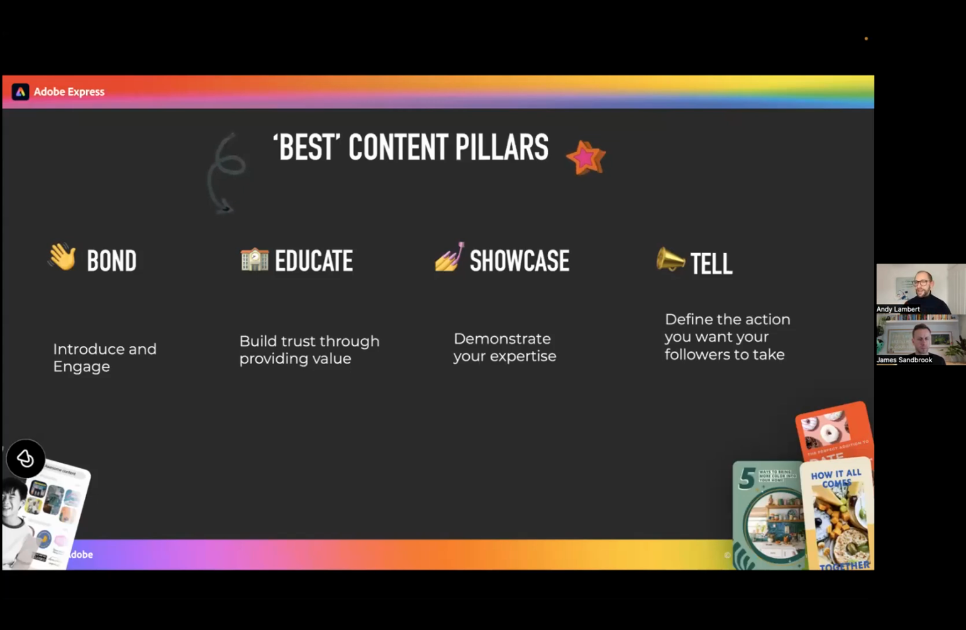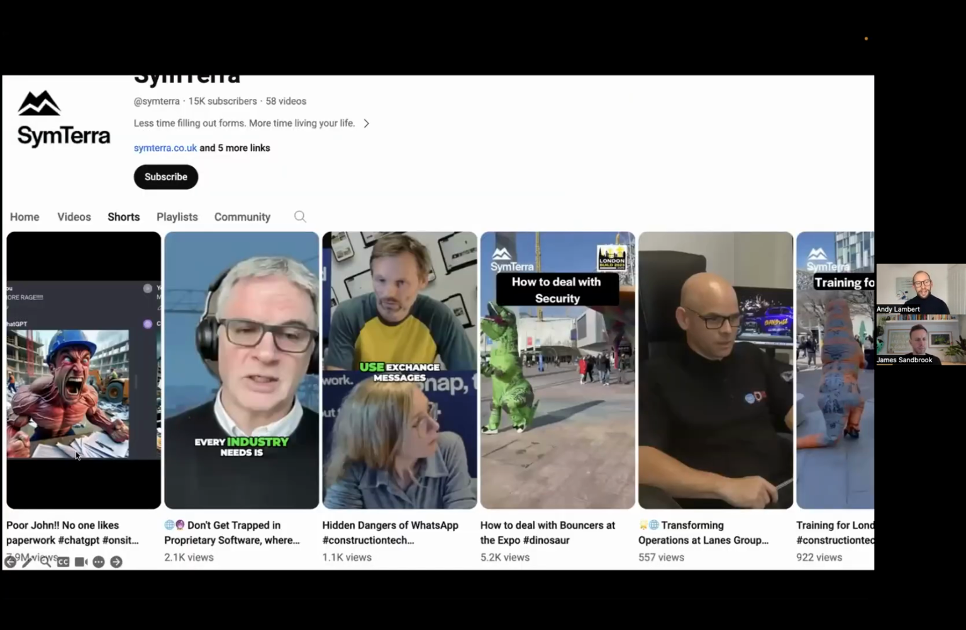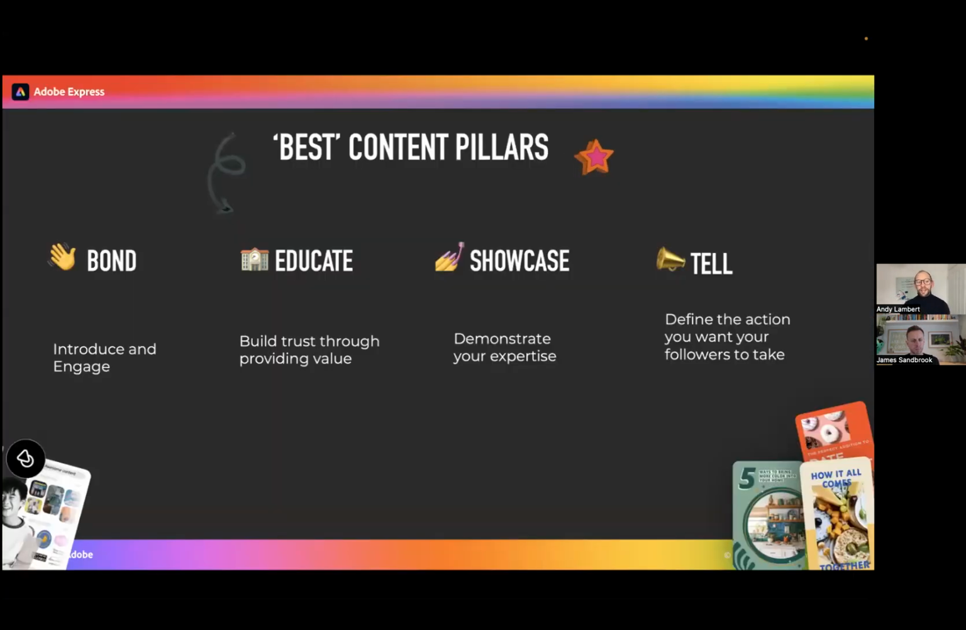So bond content is all about building the relationship. It's about introducing, it's about engaging. If we flip back to the Simterra example, it's about these slightly more viral in nature posts, but ones that really say, hey, we hear you, we get your pain, we're the same as you, essentially getting on the same level as them. That's the bond orientated content.